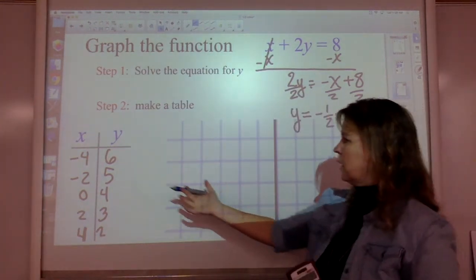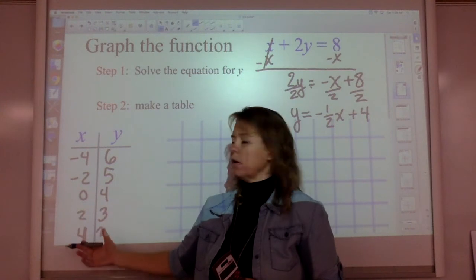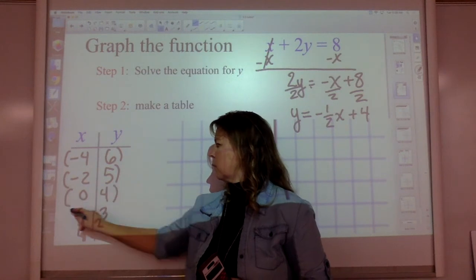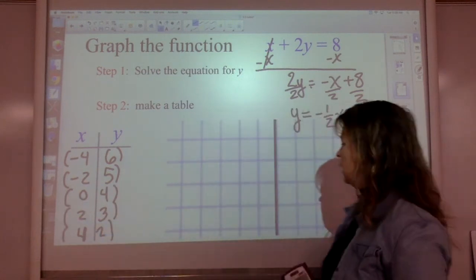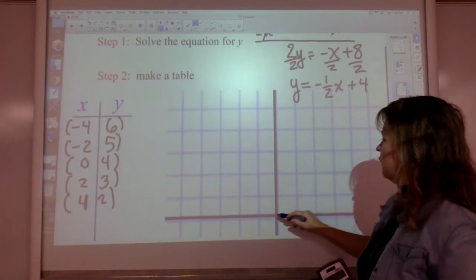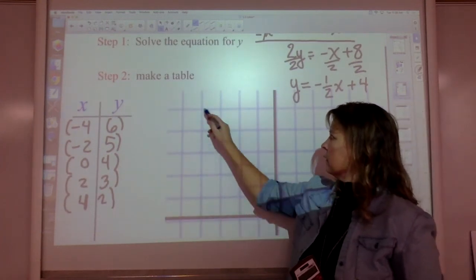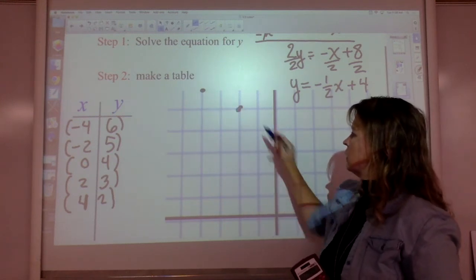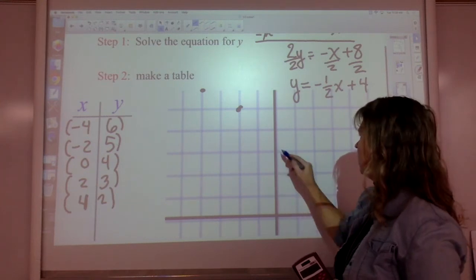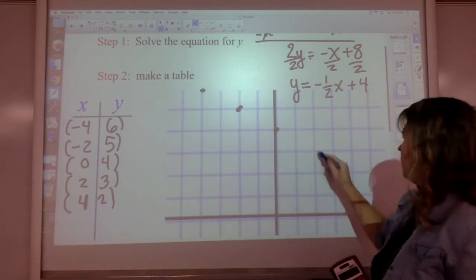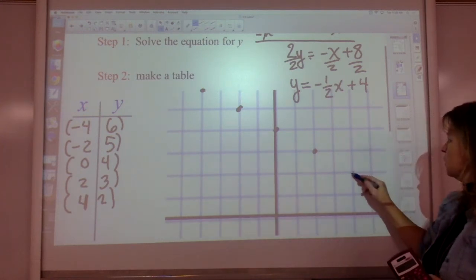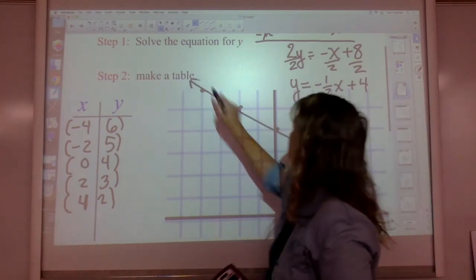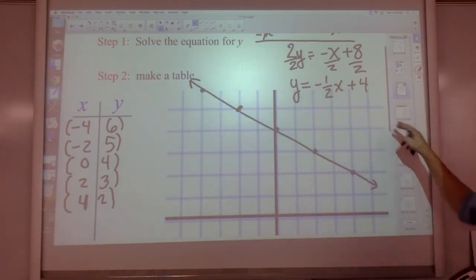And now we have our 5 points right here. Our coordinates. We don't have to rewrite it as coordinates. We can just look at it as xy, xy, xy, xy, and xy. Go ahead and graph it. Left 4, up 6. Close enough, it fits. Left 2, up 5. 0, up 4. 2, up 3. 4, up 2. Looks good. Take an eyeball at it. Go ahead and throw a line through it. Goes on to infinity.